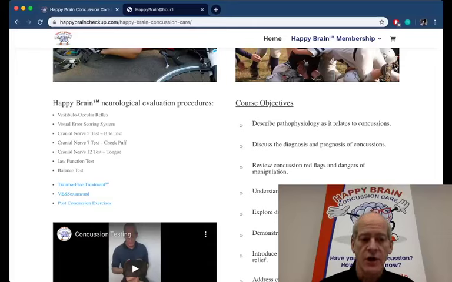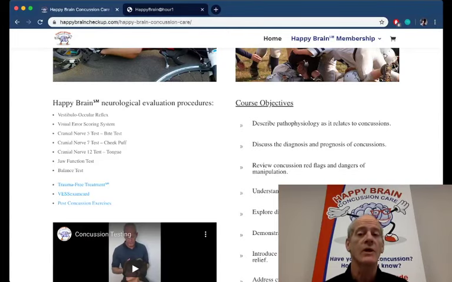Some of those neurological evaluation procedures include the vestibulo-ocular reflex. This is my number 1 screening tool. And if you look at the front page of HappyBrain Checkup, you get access. Everybody in the world has free access to evaluating their own concussion or having somebody evaluate that concussion for them. It's the vestibulo-ocular reflex, or VOR, and that is basically a head shake.